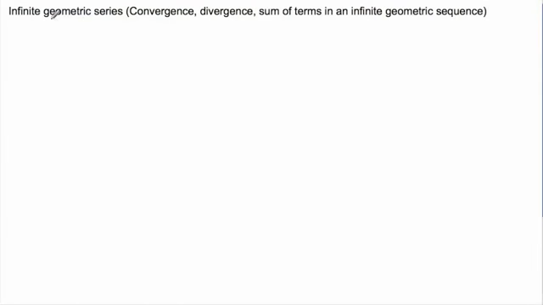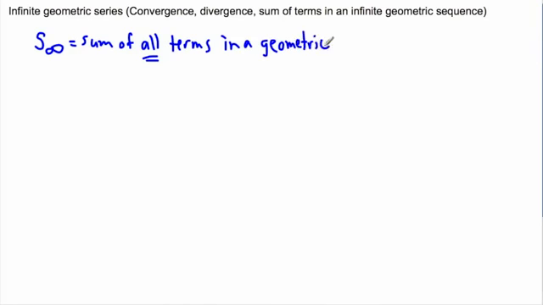Earlier, we looked at geometric series. That was all about finding the sum of the first n terms in a geometric sequence. But now, if we talk about infinite geometric series, what we're really concerned with is S of infinity. In other words, we want the sum of all of the terms, an infinite number of terms. That's what this is: the sum of all terms in a geometric sequence. Now you can't always find this, but this is the concept, this is the idea.